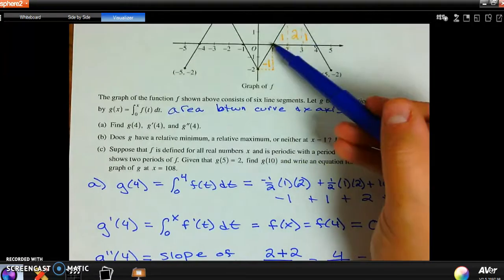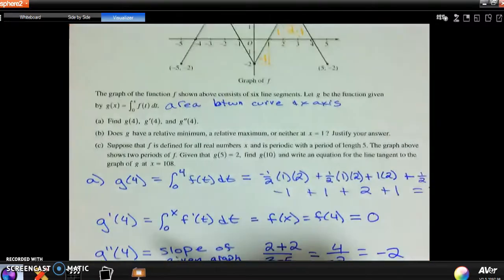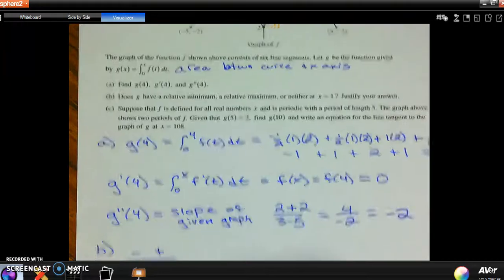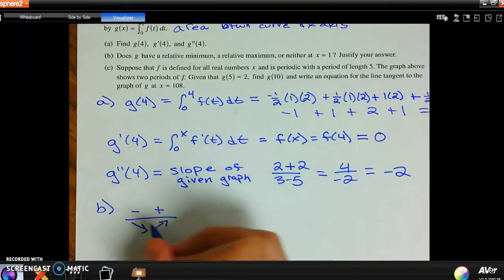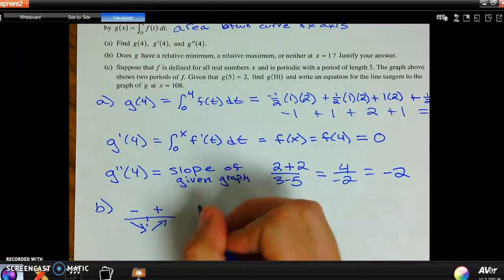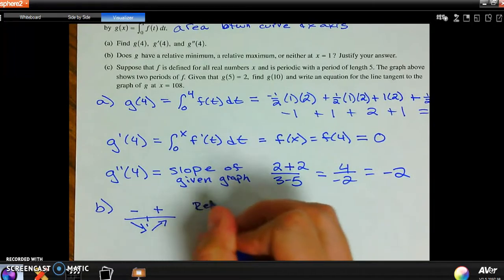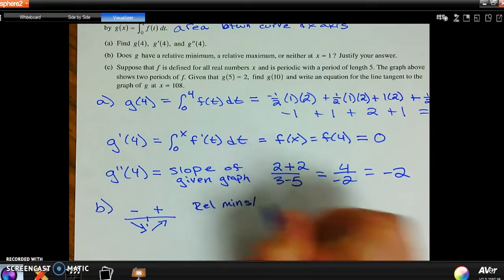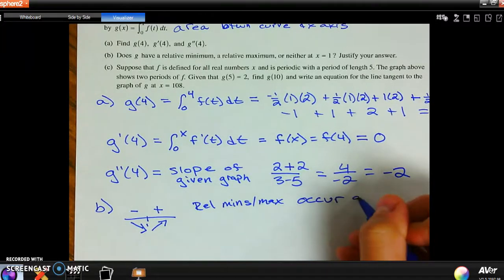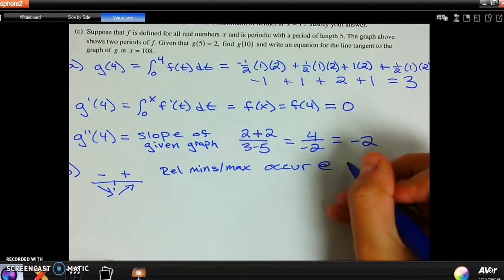If the derivative was negative and then goes to positive, you could think of it like a sign chart. If your sign chart went from negative to positive, that means the original was decreasing and then increasing. So that would mean that at 1, you had a relative minimum. Remember, a sign chart is not enough to get you credit, so you need to have some sort of explanation. I would say relative mins and maxes occur at critical values.